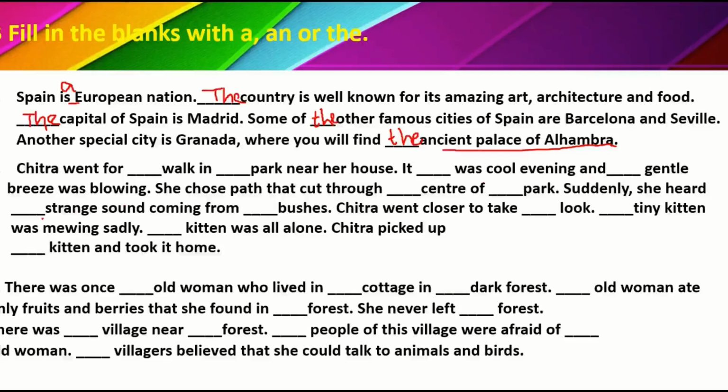Chitra went for a walk in the park, because the park is actually a particular thing, right? It's a particular thing which is known to all. So we have to use "the" in front of that. Chitra went for a walk in the park near her house.